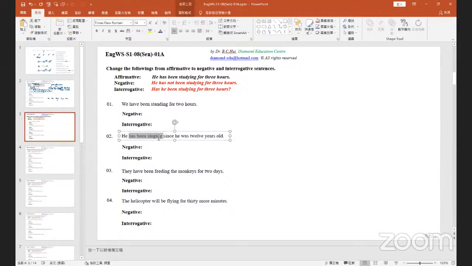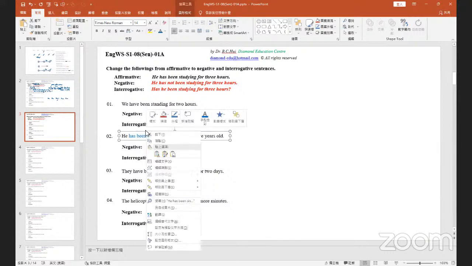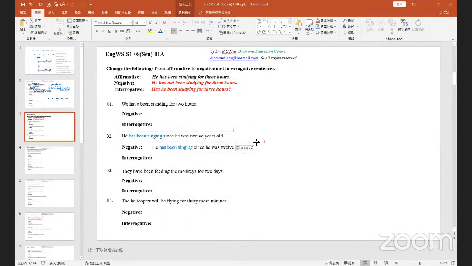Now, he has been singing. The 3 words here are the verb. So you find the verb. The first thing to do is to find the verb. And then you want to say no. He has not been singing since he was 12 years old. How about interrogative? Change it into a question.